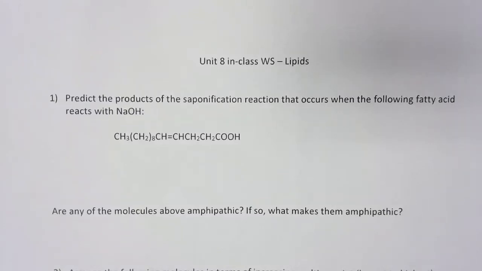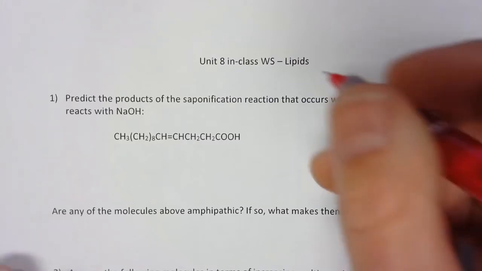Alright, in this video we're going to go over the Unit 8 worksheet, which has to do with lipids. And number 1 says to predict the products of the saponification reaction that occurs when the following fatty acid reacts with NaOH. We did something similar to this in lab, and that's where we learned about saponification. So I'm going to go over how we would find the product.